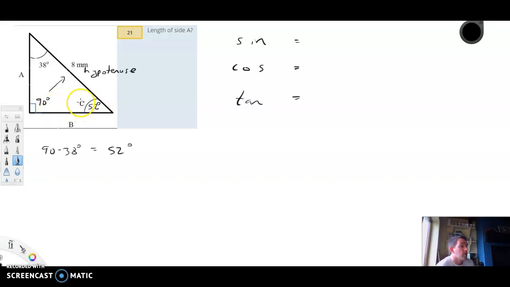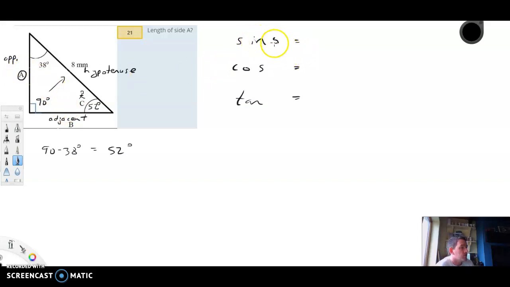So say we're standing down here and we're looking across. That side there is called the opposite, OPP for short. That's the hypotenuse, and we can label this side then the adjacent, the side beside us, the adjacent side to us. Now we're looking for side A, so we're looking for the opposite.